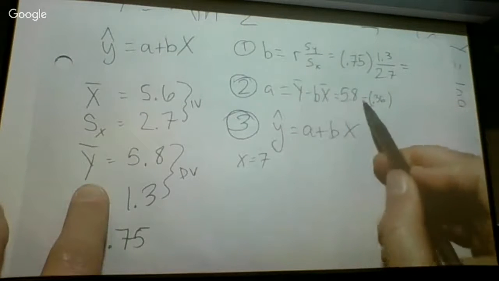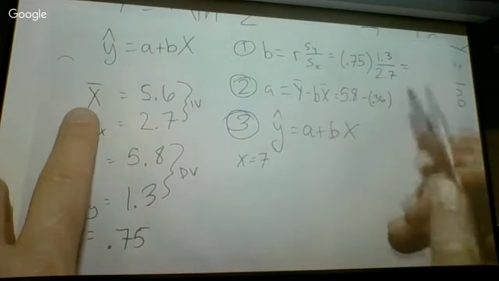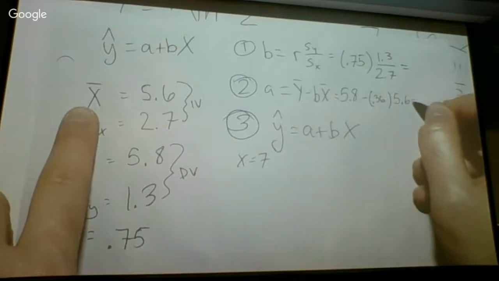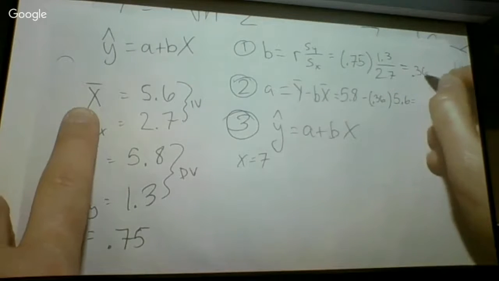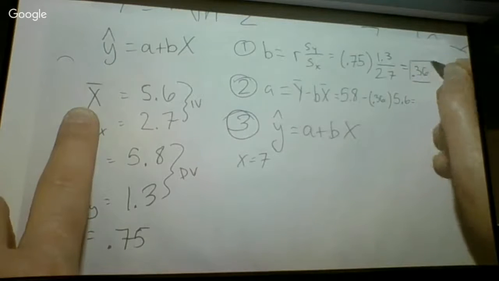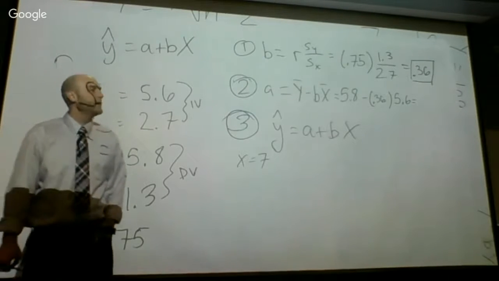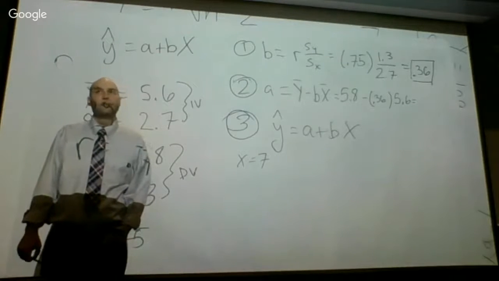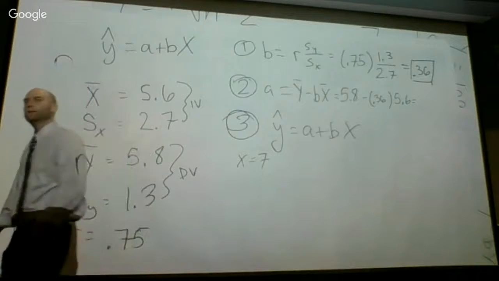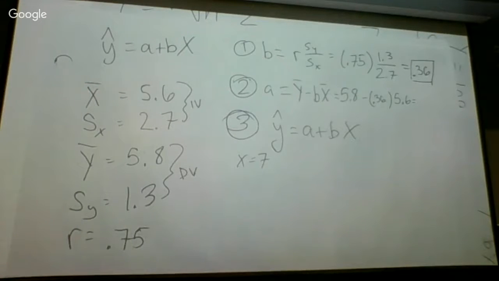Y bar minus b times x bar. So that's our value for b. This is our value for a. Something like 1.9. Then we take 1.9 away from y bar, should be a number like 3.9 or 3.8. What do you get for a? 3.78? Sounds like 3.8 to me.